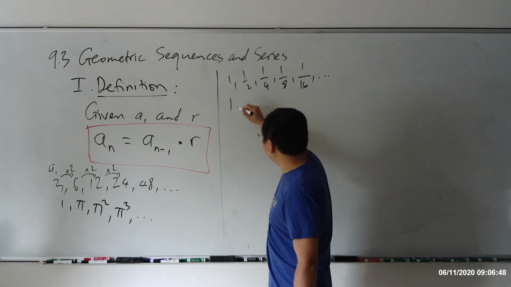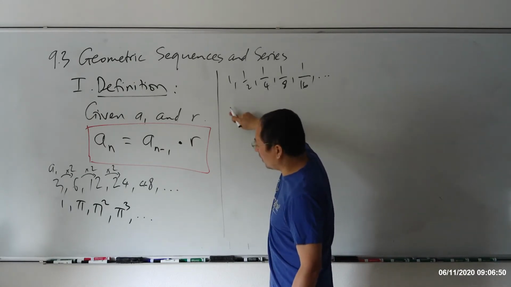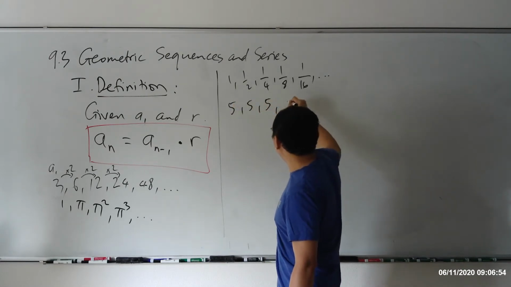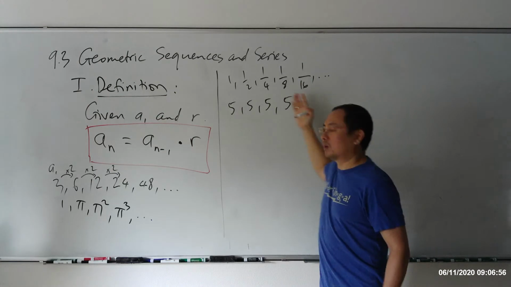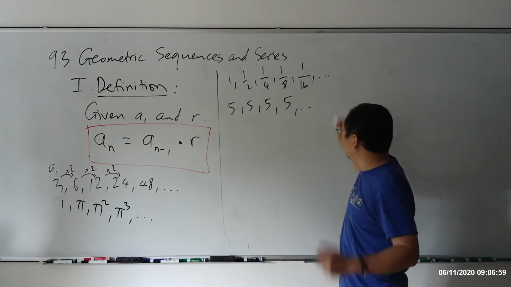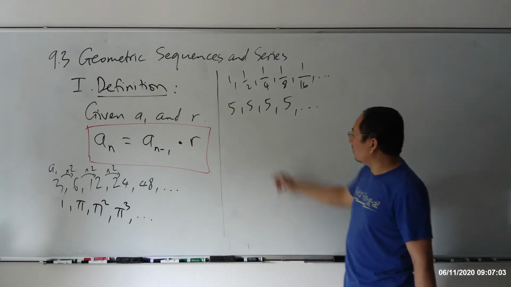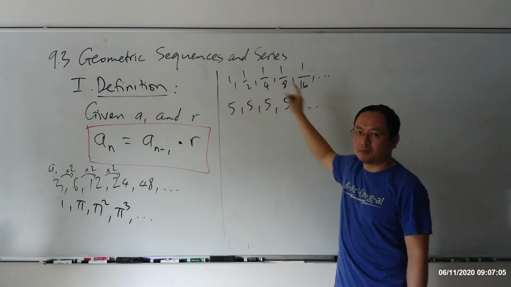How about this? 5, 5, 5, 5. I was going to say 1, 1, 1, 1, the same thing. Let's change it, make it a little different. So the first term is 5, and the common ratio is 1, right? 5 times 1 is 5, 5 times 1 is 5.